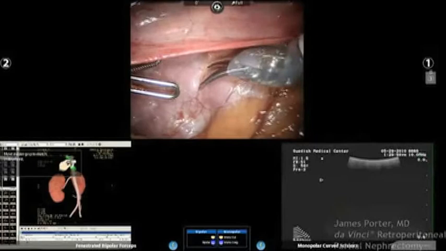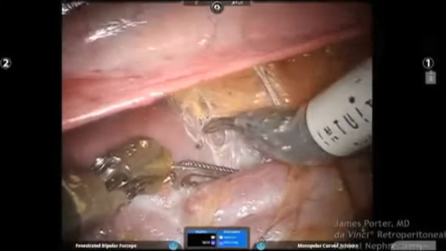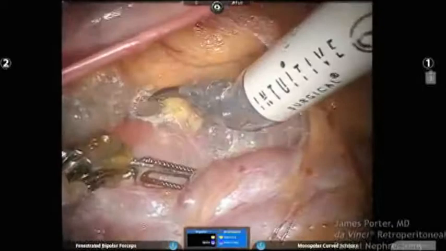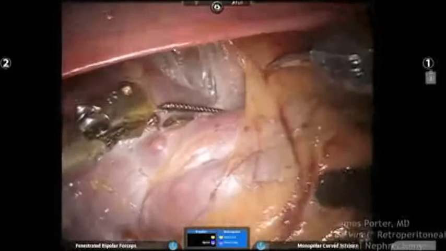How many people here in the audience doing robotic partial nephrectomy are using ultrasound in every case that they do? How about some of the cases? It seems the majority use it selectively. I think it's good to use it when you don't need it, because you're going to need it in certain cases. There's a tumor right there. And it's a skill. It takes some time for your assistant to become facile with it.